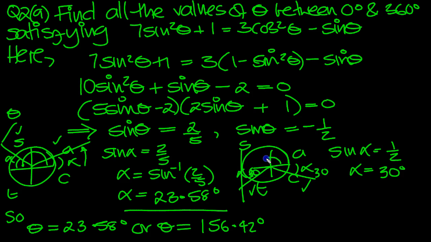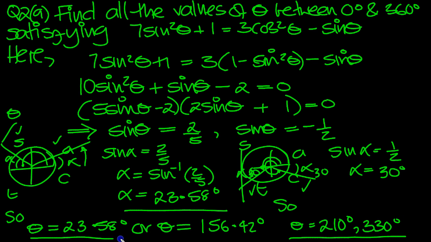So our solutions, well, we need to go around 180 plus 30. So theta is equal to 210 degrees. And the other angle is round, all the way round to 360 and back 30 degrees. So it's 330 degrees. And there's all our solutions between 0 and 360.